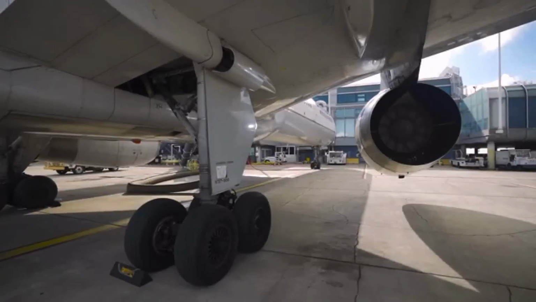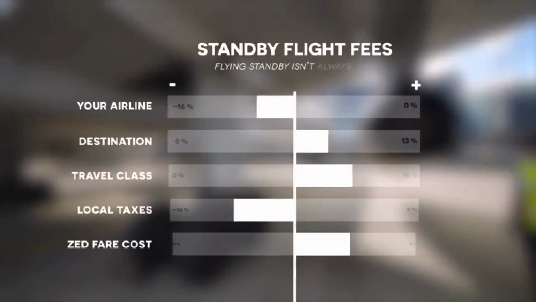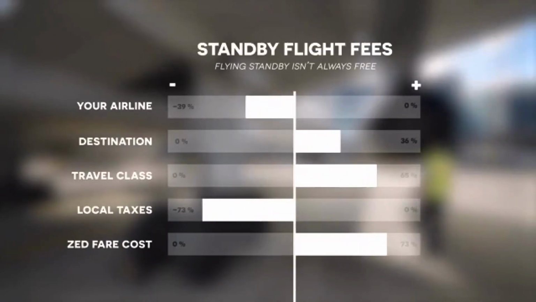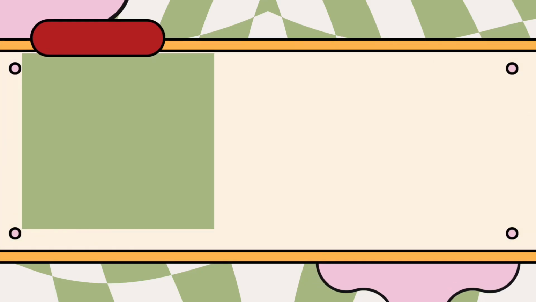Flying standby can range from free to a few $100s. It depends on your airline, where you're flying, the class of travel, taxes at your departure and destination airport, or how much the Zed fare is.